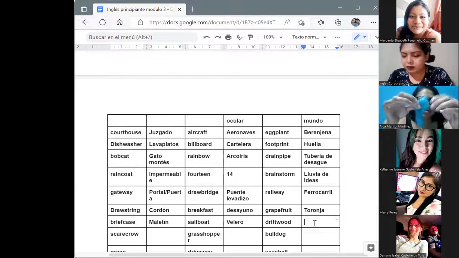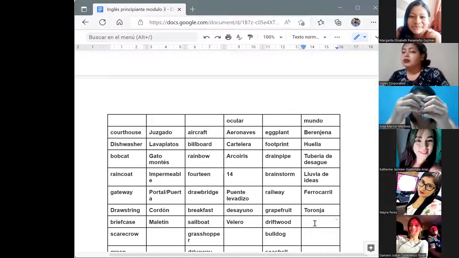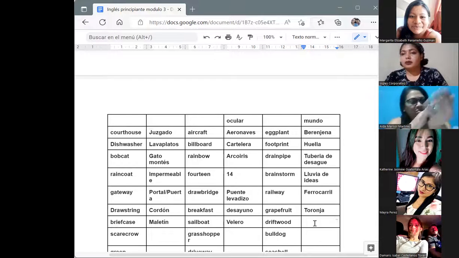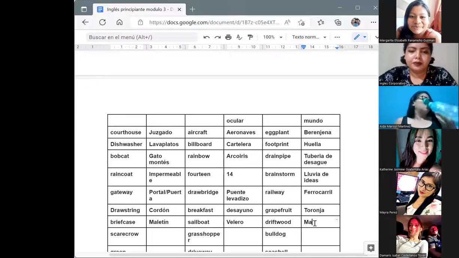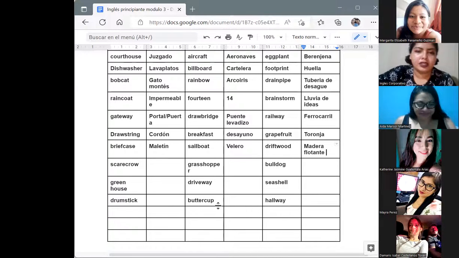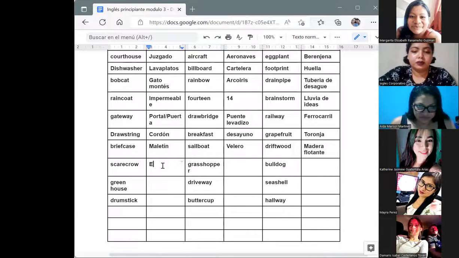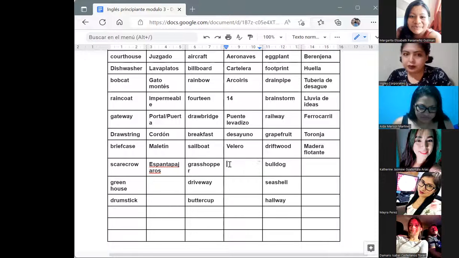Driftwood. It's a piece of wood that you find on the ocean. Madera. Flotante. We have 369, just 9 words more in this vocabulary. We have a scarecrow. Espantapájaros. Grasshopper. This is an insect with long. Yes, saltamontes.